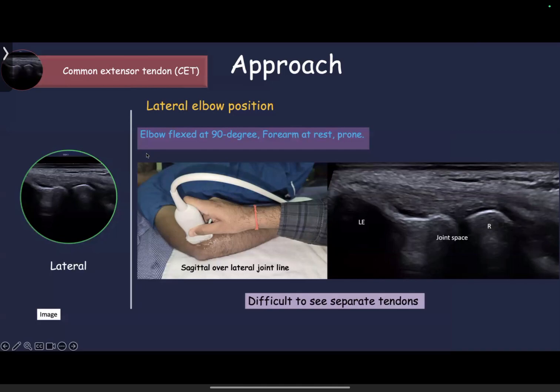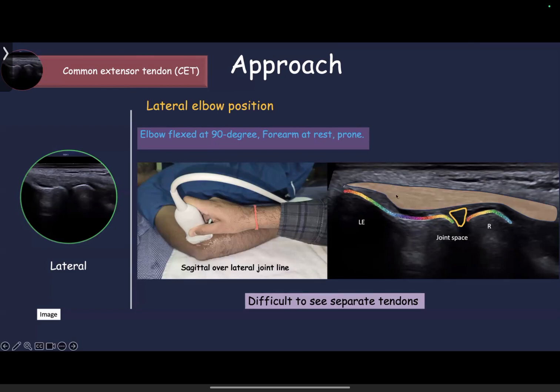So, how do we scan this common extensor tendon? The patient is in supine position, the elbow is flexed at around 90 degrees, and the forearm is at rest and prone. We put our probe sagittally over the lateral joint line, and what we get is this image. Here is the lateral epicondyle, the radius, and the joint space. This is what we call the common extensor tendon, which attaches to the lateral epicondyle. But we have learned that many tendons are attached to this lateral epicondyle.